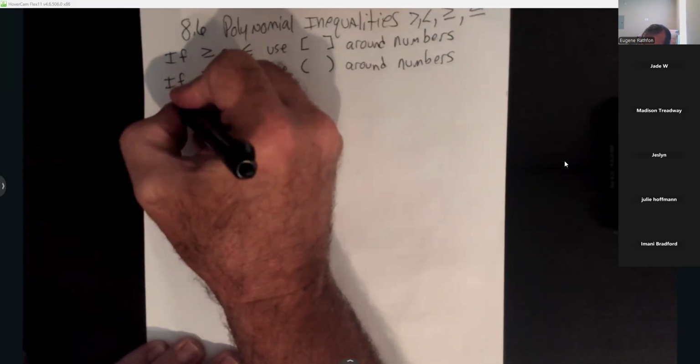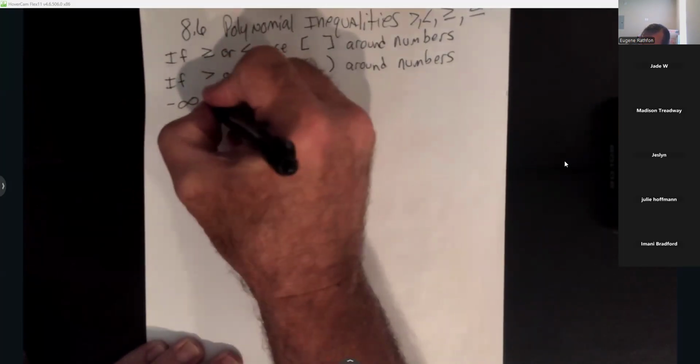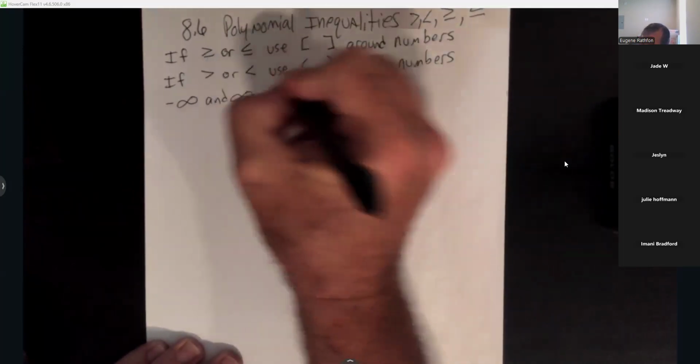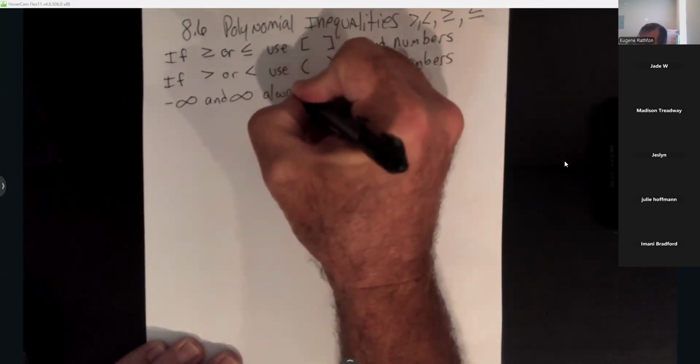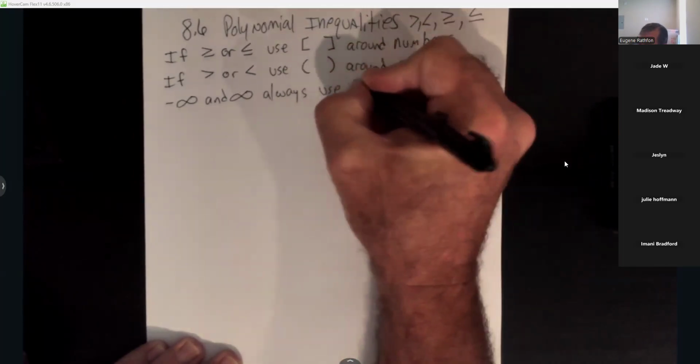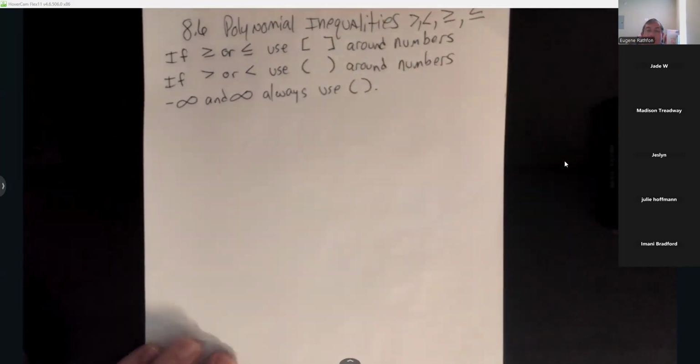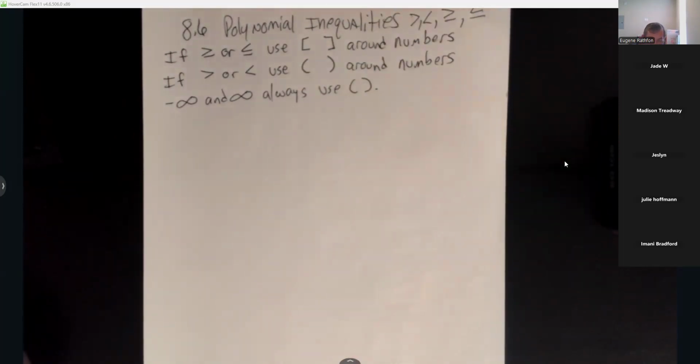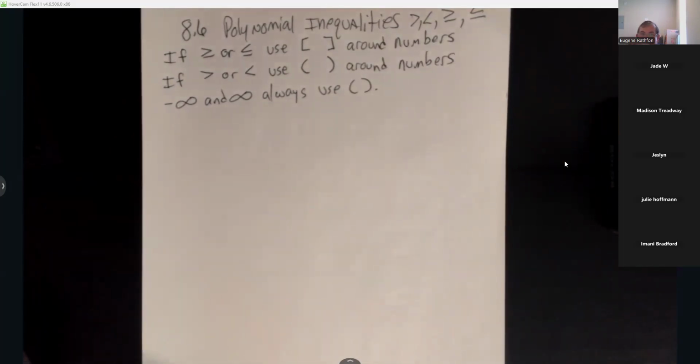And just remember, negative infinity and positive infinity always use parentheses around them, okay? All righty. So these inequalities can have more than one answer, just like when we were graphing the inequalities and we were doing all that shading. Okay?